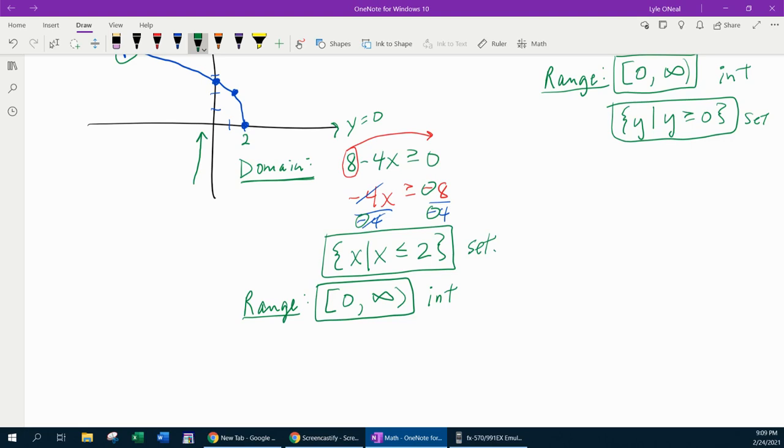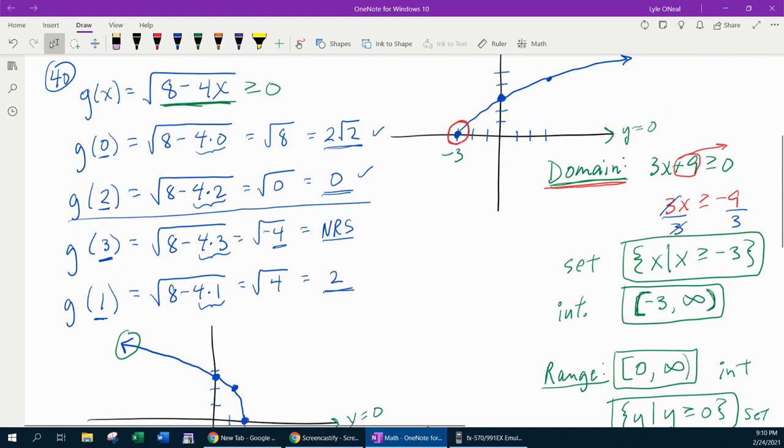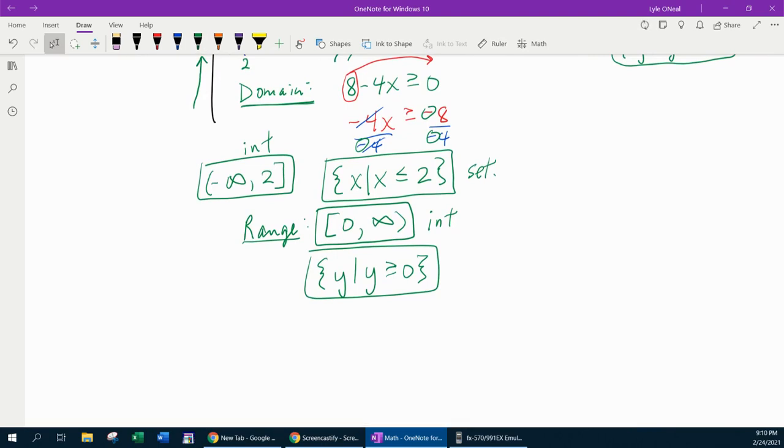So let's go ahead and rewrite the domain in interval notation. That would be everything from negative infinity up to 2, including 2. So there's the domain in interval notation, and then the range in set notation would be the set of all y such that y has to be greater than or equal to 0. And that pretty much covers another example of how to evaluate, graph, and find the domain and range.